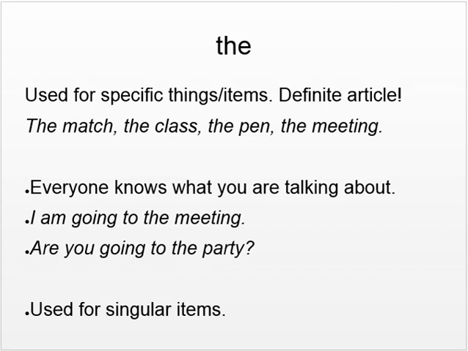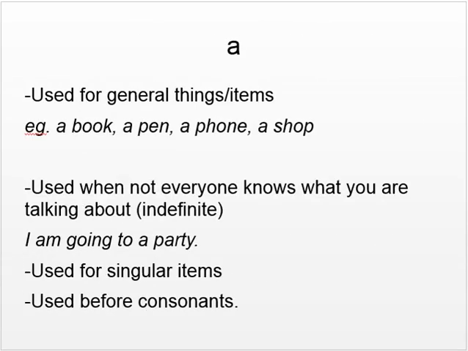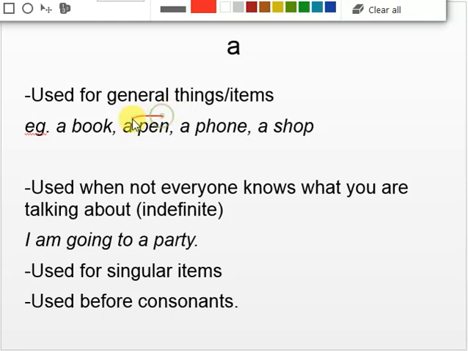This is where the third article comes in, and this should allow us to really grasp why we use two different forms of article, indefinite and definite. The is used for specific things or items. It's called the definite article. The match, the class, the pin, the meeting. So if we go back to here and I say, give me a pin, I'm asking for a general pin. So if I go for a pin, it's not something specific. It is general. You could give me any pin.